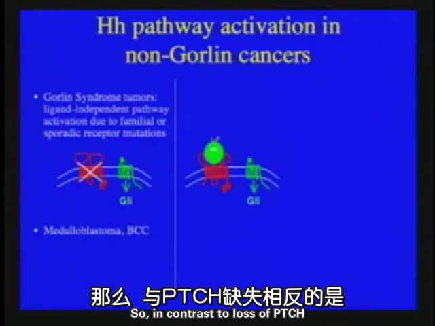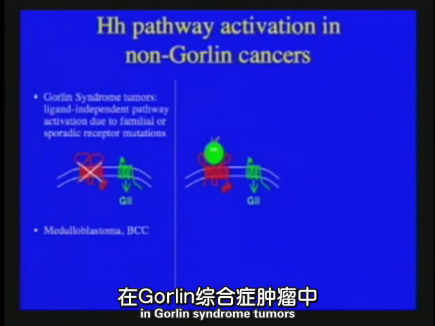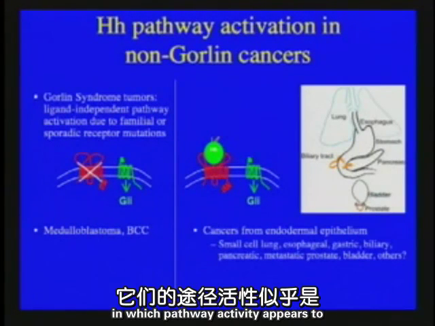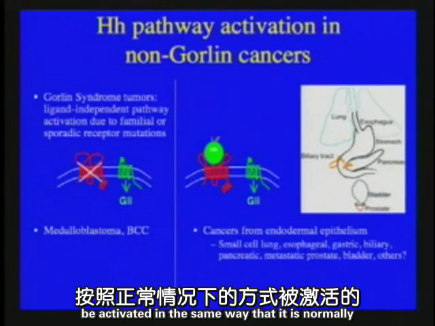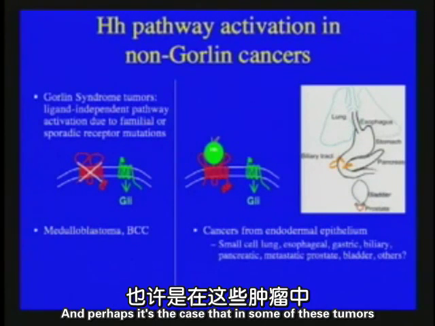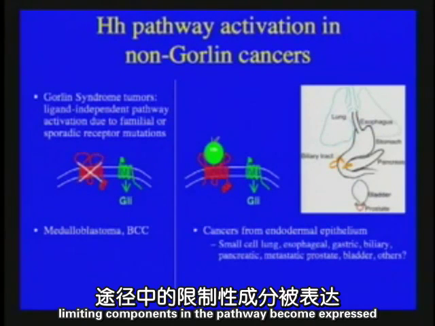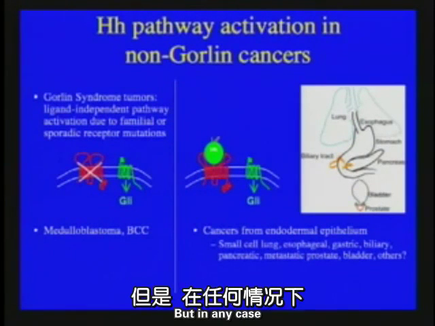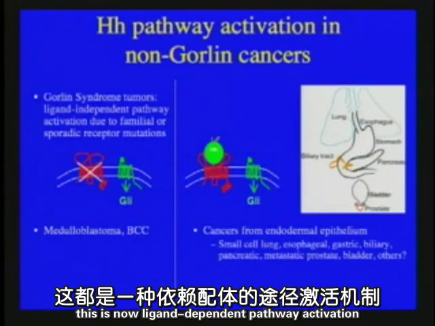So in contrast to loss of patched in Gorlin syndrome tumors, there's actually a whole group of tumors in which pathway activity appears to be activated in the same way that it is normally, that is, through presence of the ligand. And perhaps it's the case in some of these tumors that limiting components in the pathway become expressed, and that's something that a number of people are exploring. But in any case, this is now ligand-dependent pathway activation.